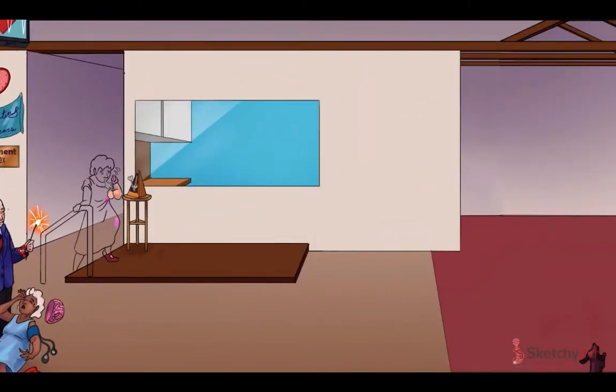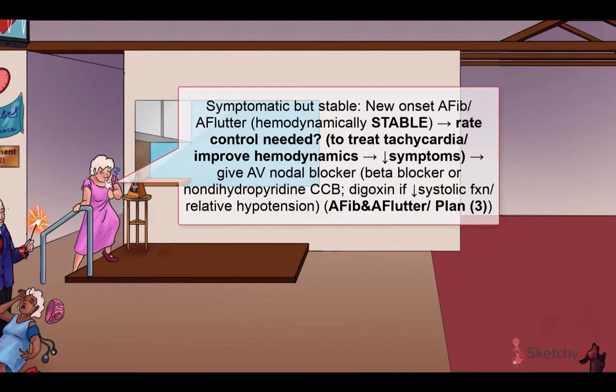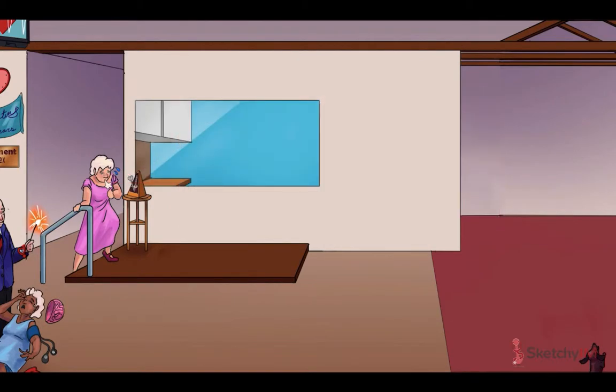For stable patients with AFib or Aflutter and tachycardia, the first step is rate control. So next to this lady stabilizing herself as she climbs onto the stage, we've drawn in a rate-controlling metronome. By rate control, we mean slowing the ventricular rate. Though the patient will usually remain in AFib or Aflutter, we're merely trying to optimize hemodynamics since the patient's symptoms are usually related to the increased ventricular rate.